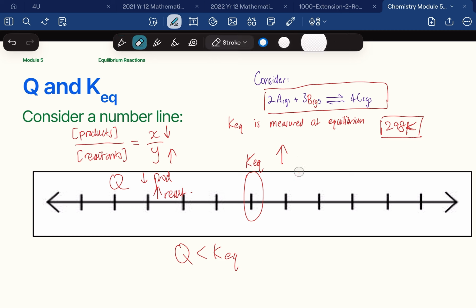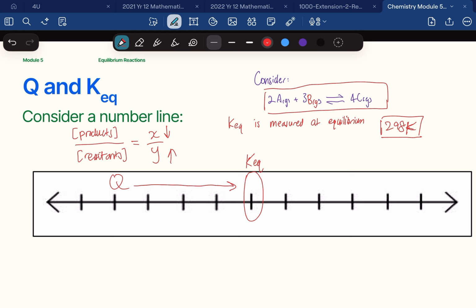Now, what do you guys think this means? Basically, since Q is less than KEQ, it wants to reach KEQ. It wants to reach equilibrium. So how do we do this? In which direction do we move on the number line? We want to move right. So in order to move right, what happens? Well, if we consider the reaction over here, the reactants are over here and these are the products.